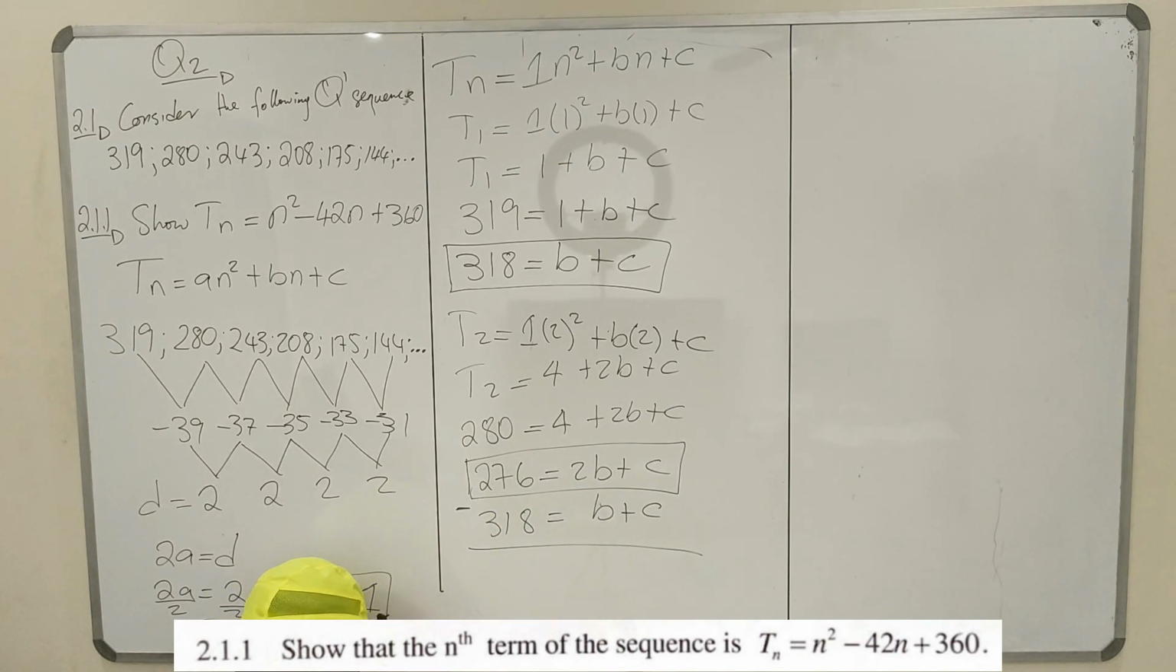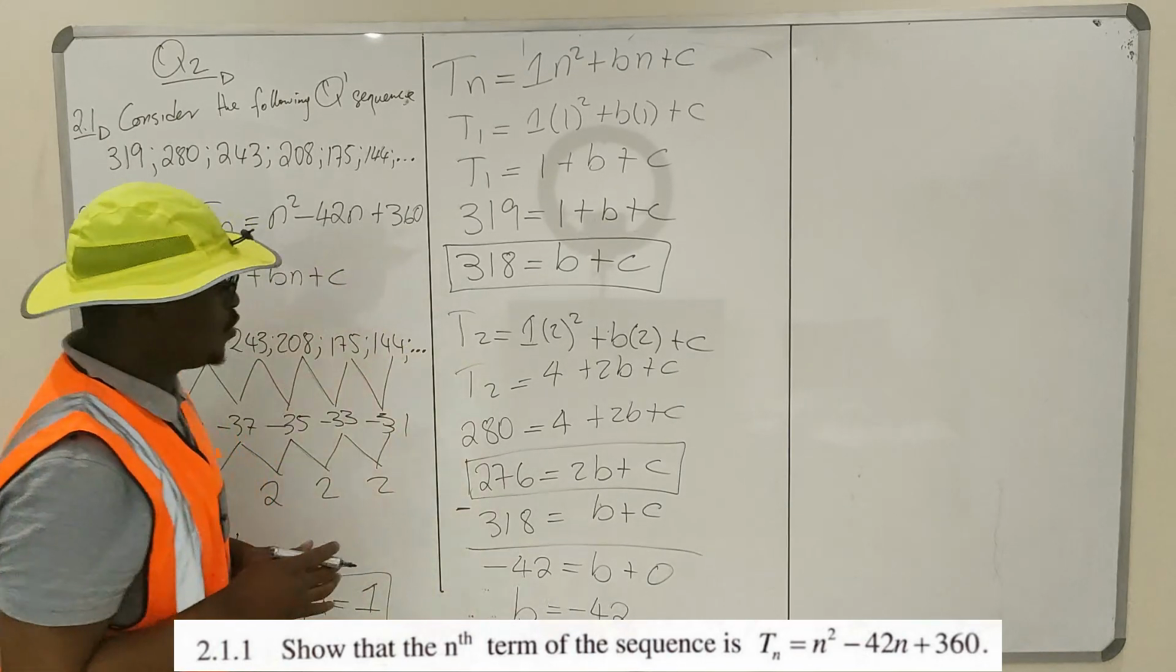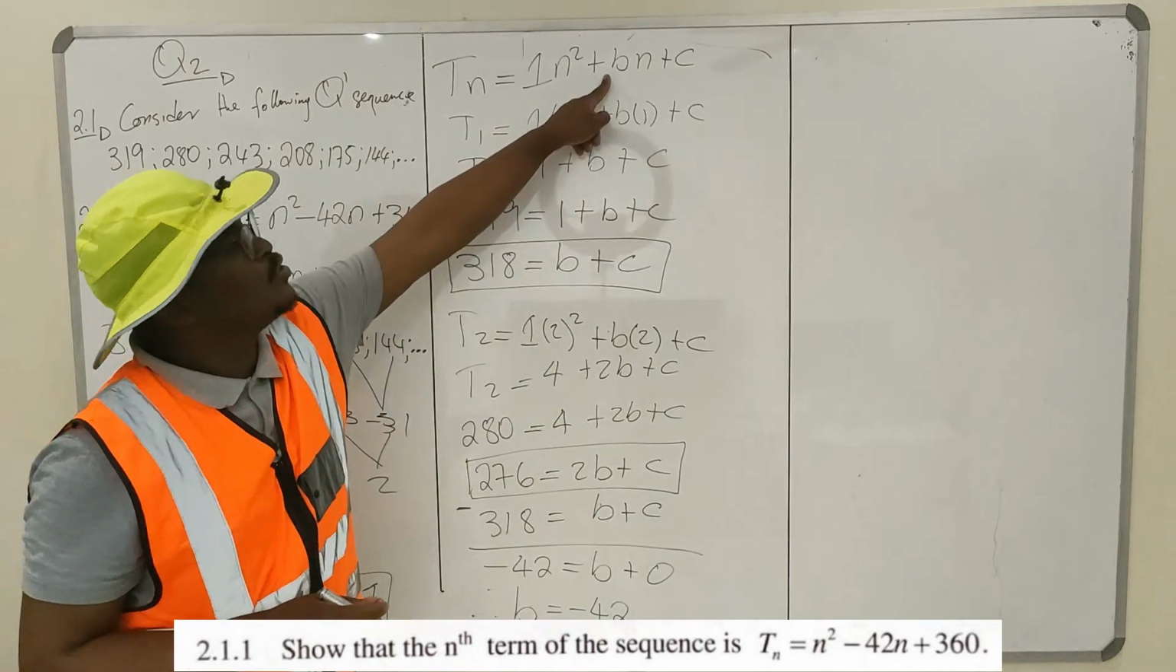So you say 276 minus 318. The answer is minus 42, which is equal to 2b minus b. We're left with 1b, and c minus c is 0. Therefore, b is equal to minus 42. So you can substitute b back there, minus 42.